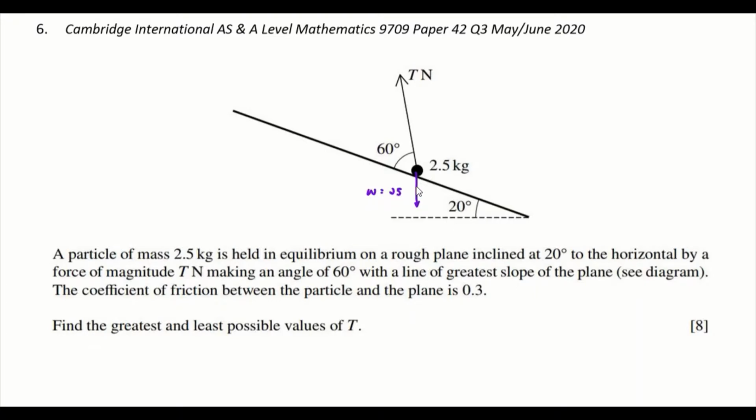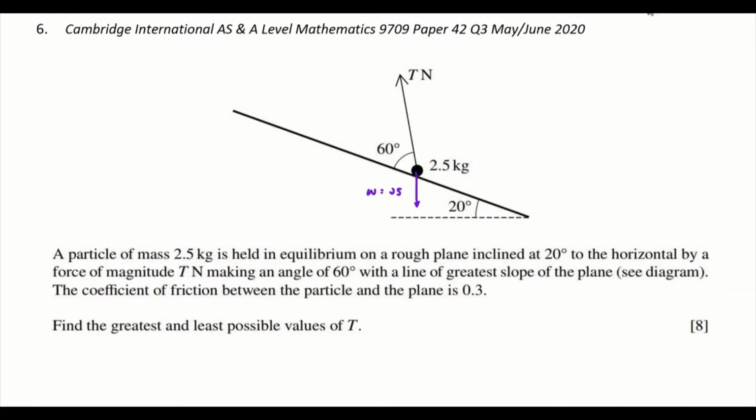And then it's on this rough plane inclined at 20 degrees. This particle is held in equilibrium by a force of magnitude T here, making an angle of 60 degrees to the plane. The coefficient of friction between the particle and the plane is 0.3, so this is the mu that we are going to use later. Question 1 is to find the greatest and the least possible value of T. What does that mean?